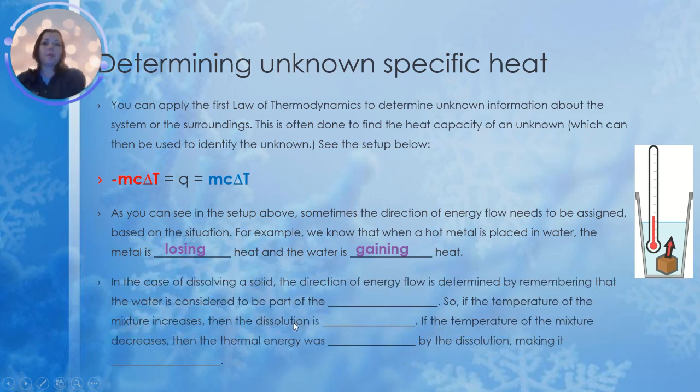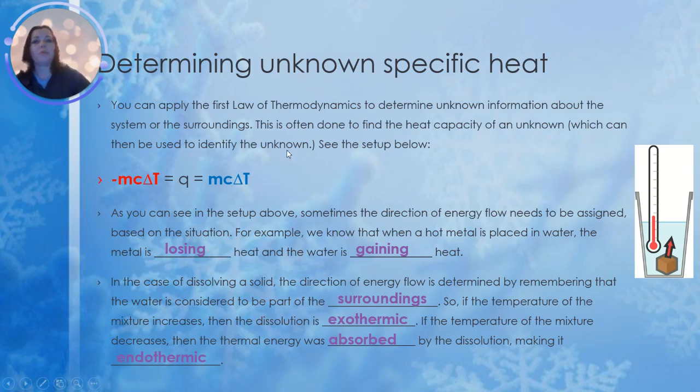Now, when you talk about a special case, which is the case of dissolving a solid, the direction of energy flow is determined by remembering that water is considered to be part of the surroundings. So if the temperature of the mixture increases, then the dissolution is exothermic. If the temperature of the mixture decreases, then the thermal energy was absorbed by the dissolution, making it endothermic.